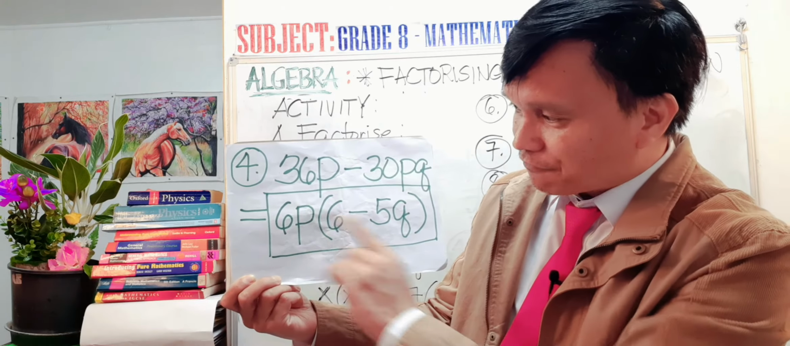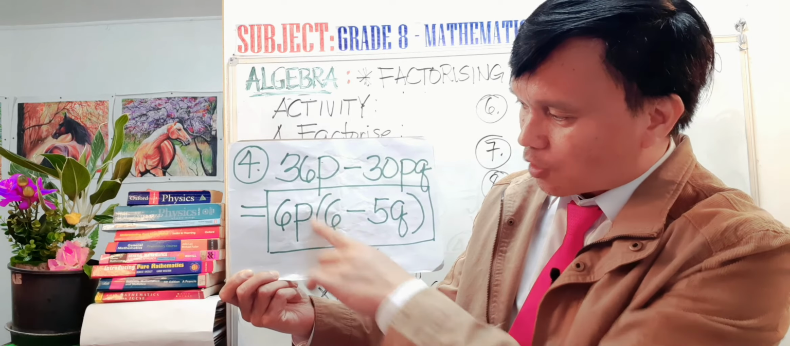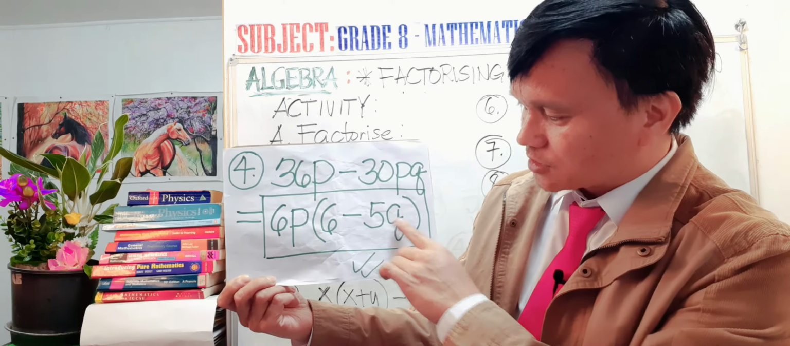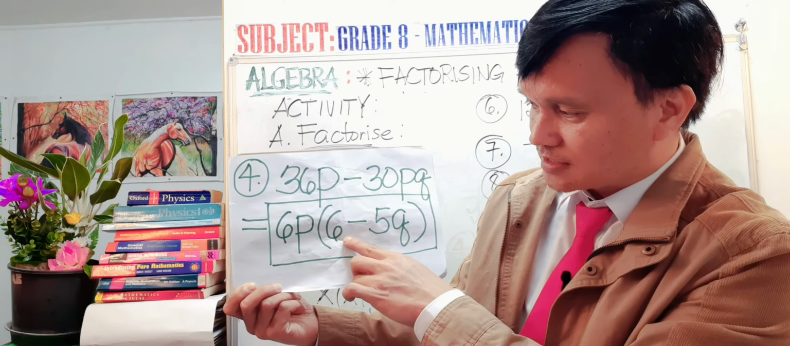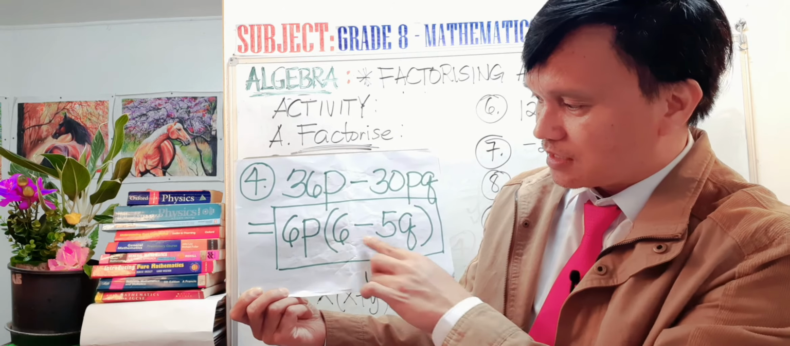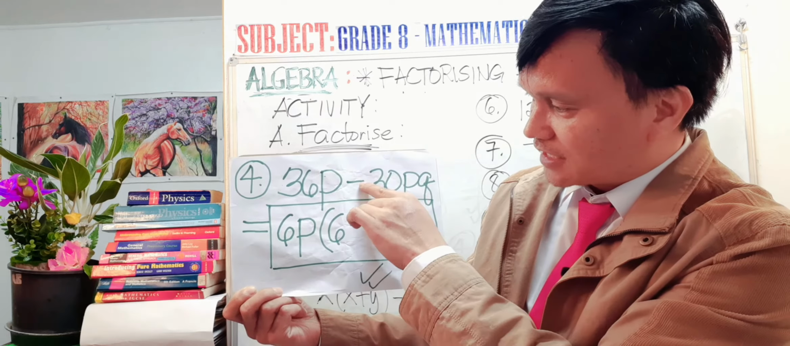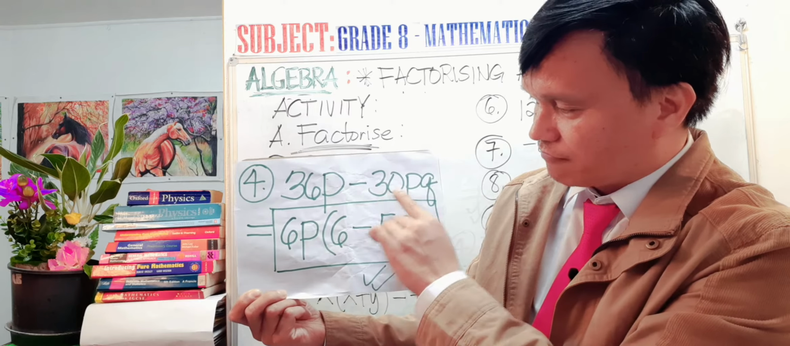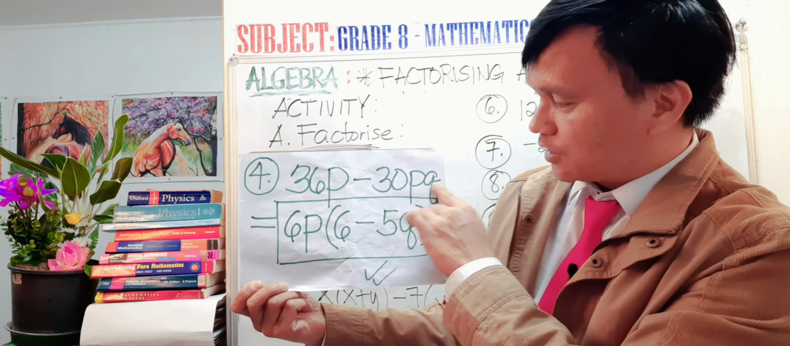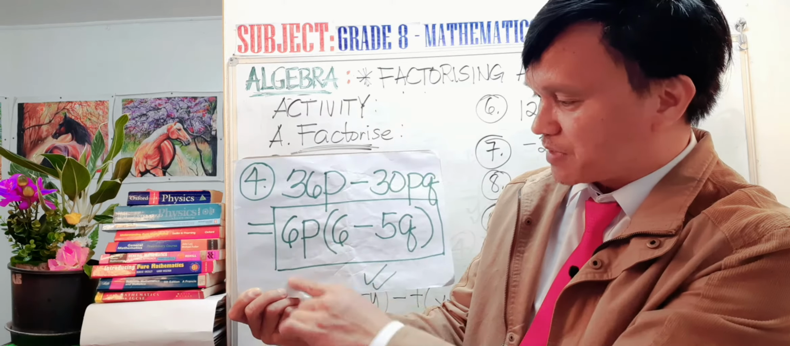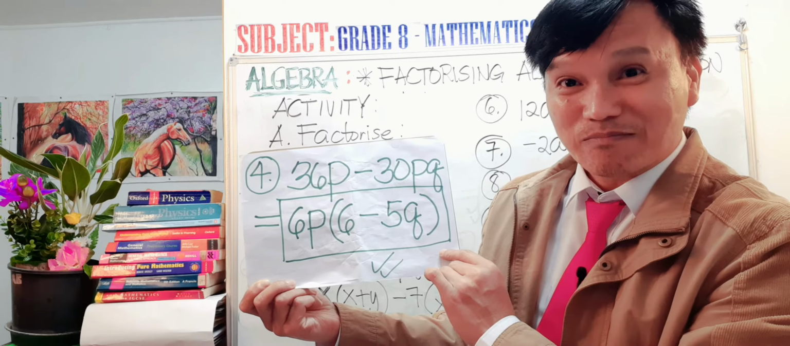Therefore, the factored form is 6p open 6 minus 5q. 36 divided by 6 is 6. P divided by p is 1, so no more p here. 30 divided by 6 is 5, and negative divided by positive is negative. P, q, and p: cancel the p. You are now left with q only. And that is our question number 4.